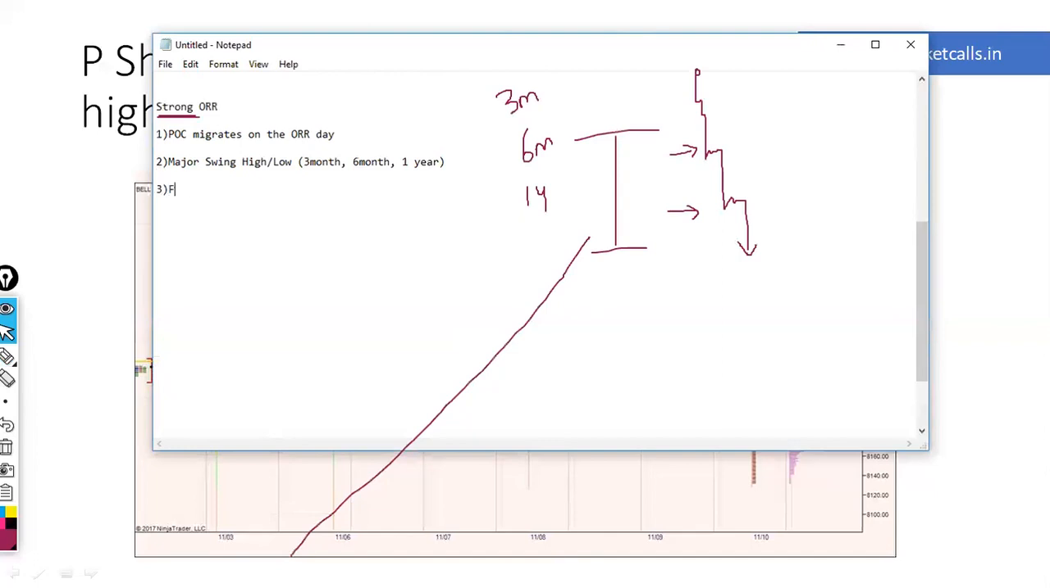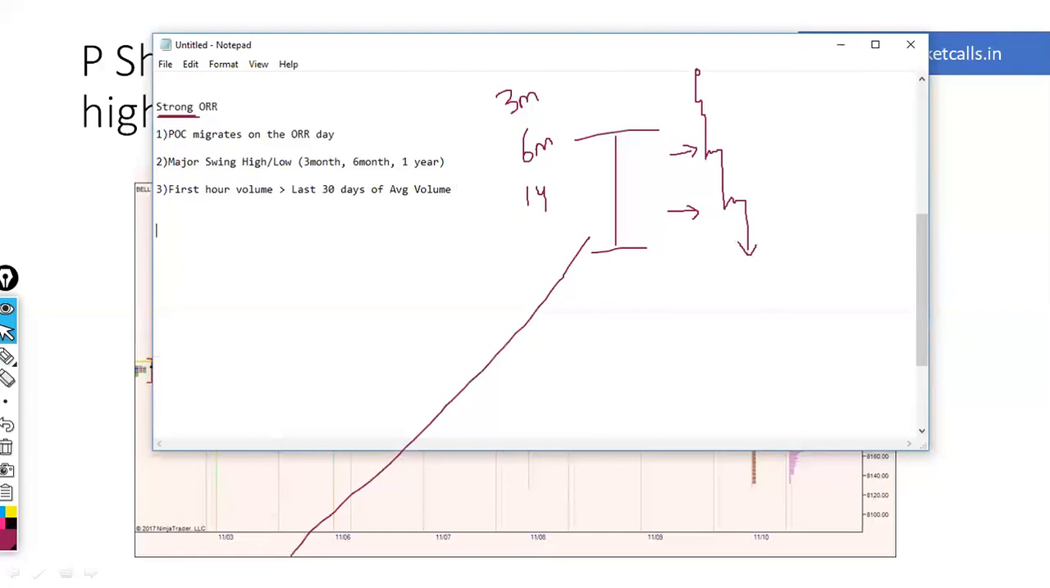Or the first 1 hour volume has to support. I mean, first 1 hour volume greater than the last 30 days average volume. If this is also supporting, we can still say that. We have an ORR with strong volume, but it is not coming at a major swing high or major swing low. It's coming somewhere else. At the same time, you are seeing point of control also migrating. Then it is termed as a strong open rejection reverse, which usually brings some good swings in the markets.